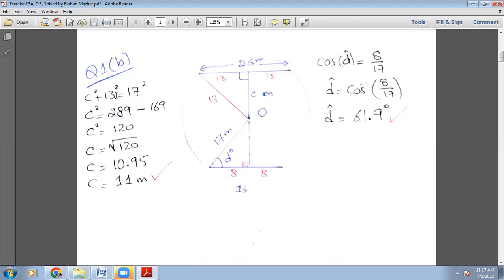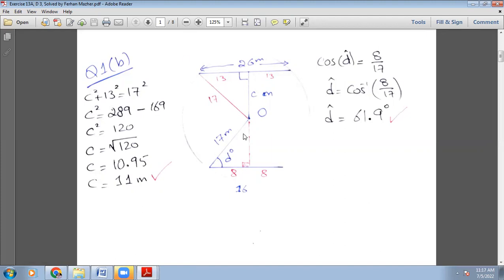So apply the Pythagoras here. You will have C square plus 13 square equals 17 square. So C square is equal to 289 minus 169. So C square will be 120. Take square root on both the sides. So C will be equal to square root 120, and C is 10.95. If you round it off, C is 11 meter. So this C value is 11 meter.